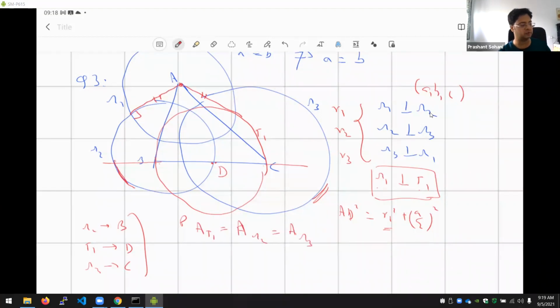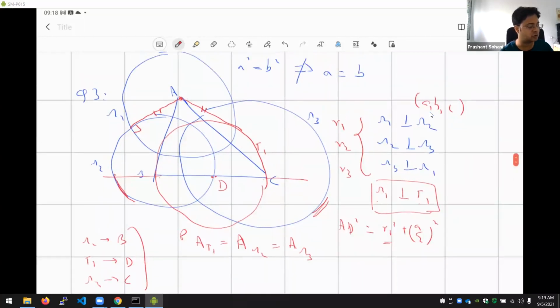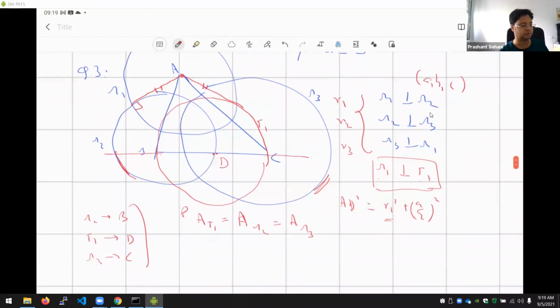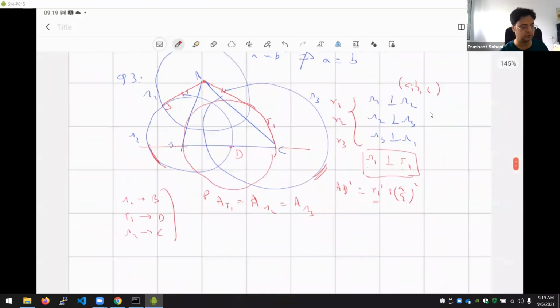So therefore A lies on the radical axis, and then because the centers themselves lie on the line BC, the radical axis has to be the line from A perpendicular to the base, so that is the line AH. So that was one way to do this question. But I want to point out something else about this diagram.